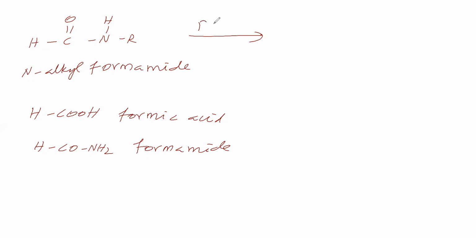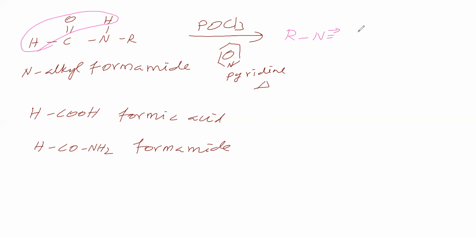To this we add POCl3, and pyridine is the solvent, and it is heated. What is the product we get? A water molecule is leaving, so we get an isocyanide. POCl3 is a dehydrating agent, therefore the water molecule leaves, and we get isocyanide as the product.